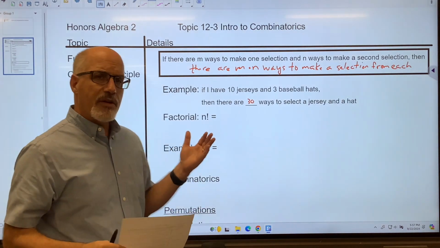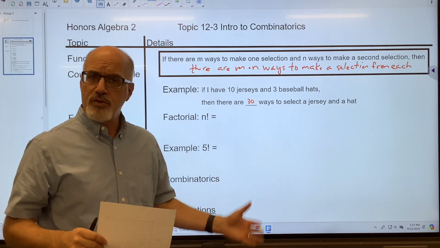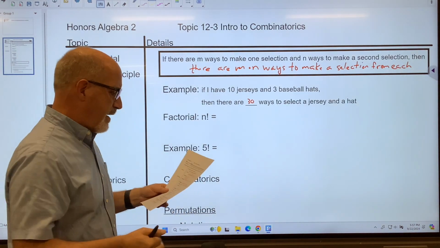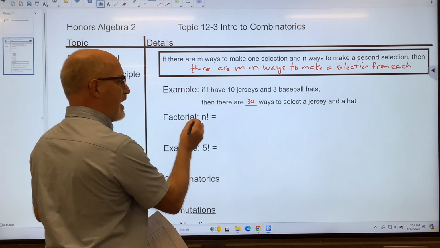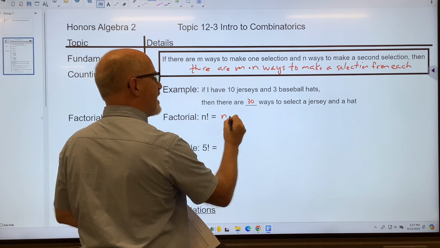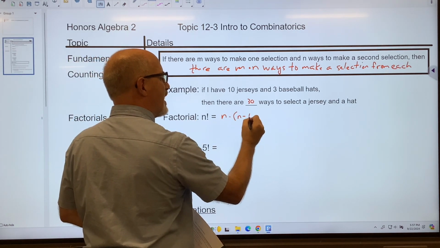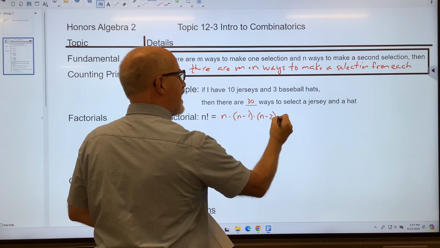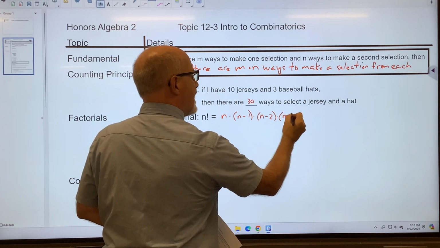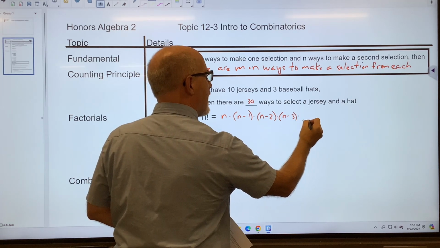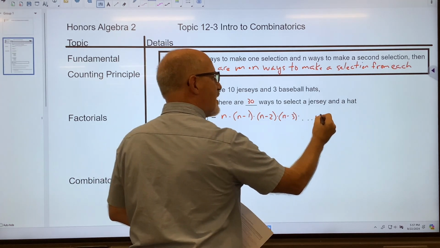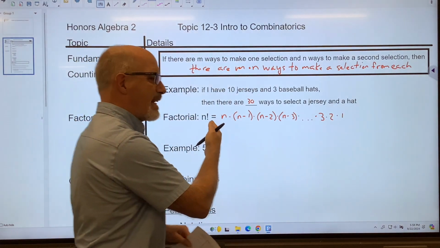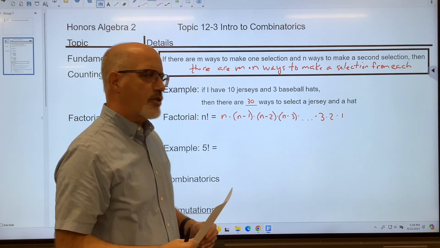Now, background information that we're going to use in calculations later is what is called a factorial. If you have n factorial, it's n times 1 less than n, times 2 less than n, times 3 less than n, and you just keep multiplying all the numbers all the way down to 1. These are the counting numbers, which are called the natural numbers.